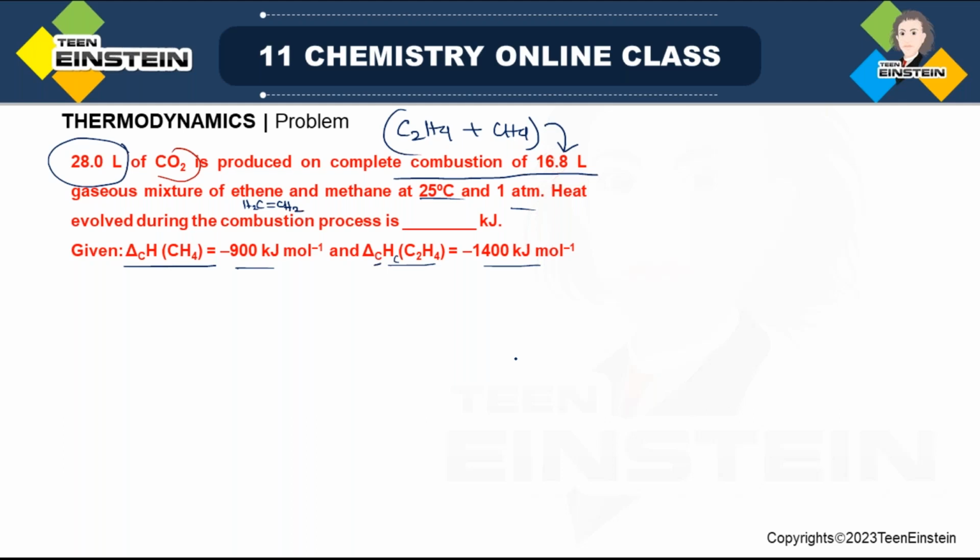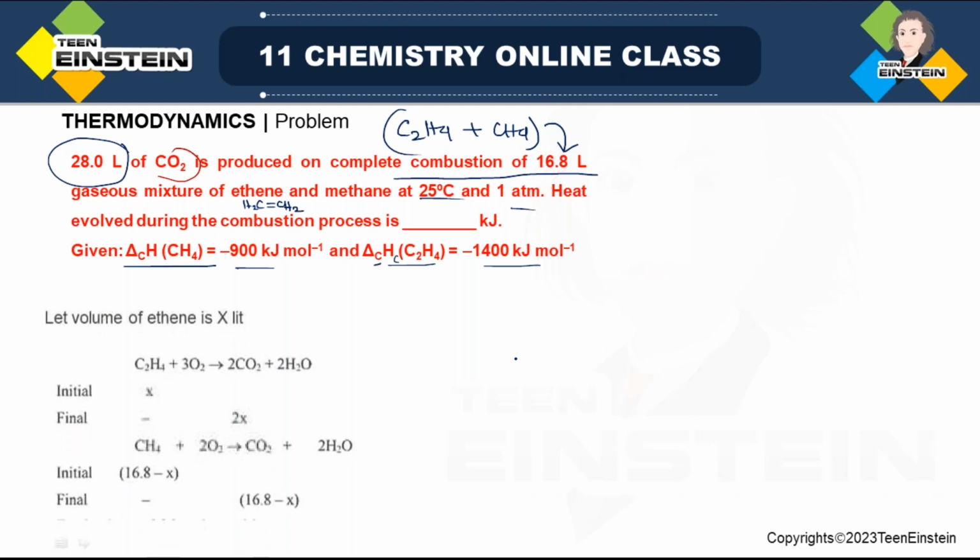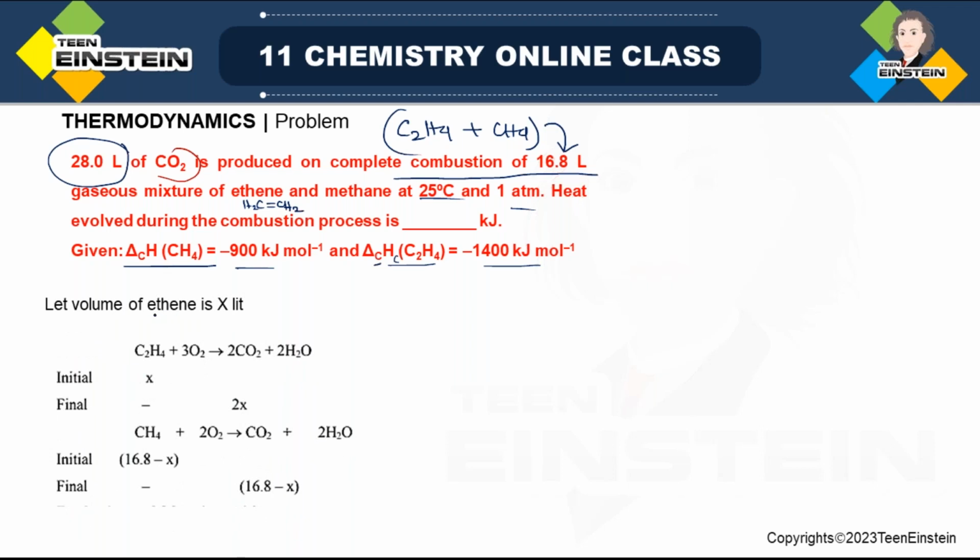First step we will do, we will write the equation for combustion. We will write the balanced equation. How C2H4 reacts with O2, how methane reacts with O2. So volume of ethene, that is ethylene, we will consider as X. So this is the first reaction for ethylene or ethene. Initial volume C2H4 X, and this is gaseous.